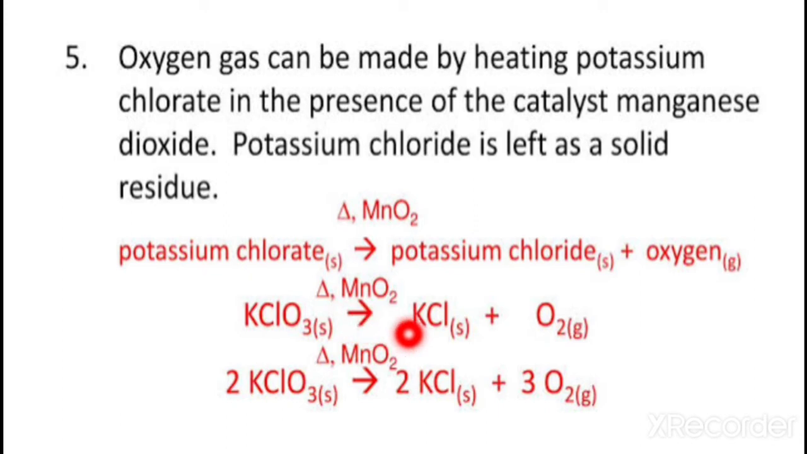Manganese dioxide does not undergo any change in the chemical reaction. That is, a catalyst is a substance which changes the rate of a chemical reaction without itself undergoing any chemical change. Here the MnO2 remains unchanged. It did not undergo any change.